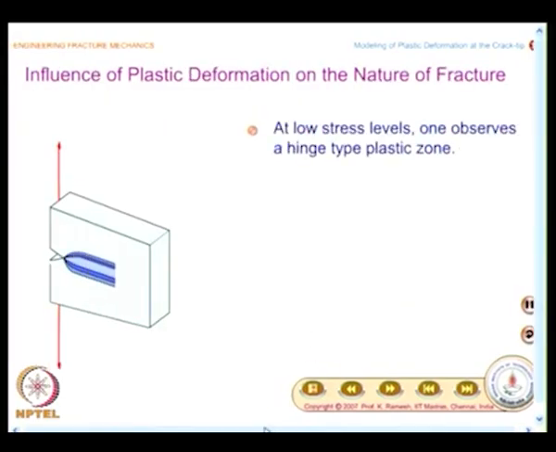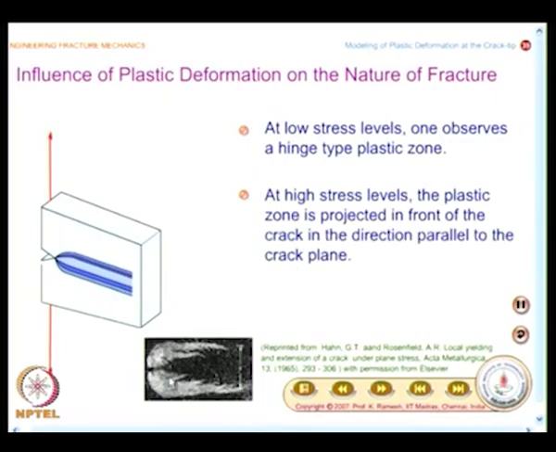Next, what we will look at is, along the length of the specimen, how does this plastic zone change, and this is observed and corroborated by experiments. We have already seen in the case of Hahn and Rosenfield, the plastic zone shape is given in this fashion. So, we are going to look at what is the mechanism of fracture in this place and how does it change as we look at a little distance away.